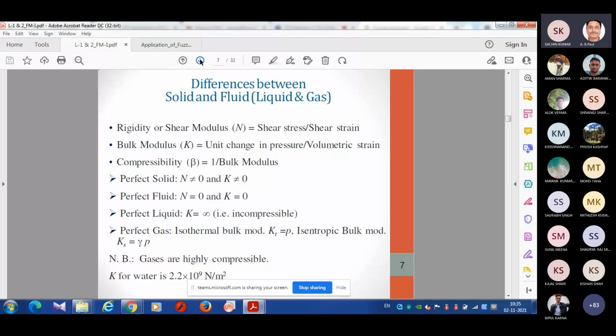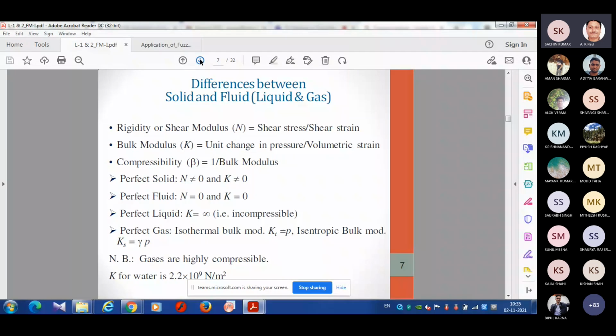Bulk modulus: we are talking about changing the volume of a solid under pressure. So you give an amount of pressure to a solid. Let the pressure be P. Now increase the pressure by some value, say dP. So what will be the unit change in pressure? It is dP by P. If your P is 1, then the unit change in pressure is dP.